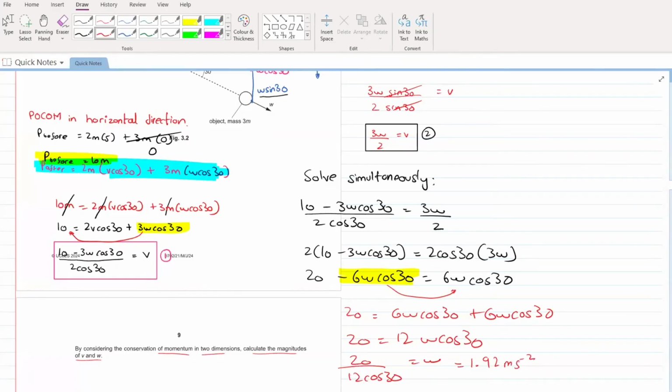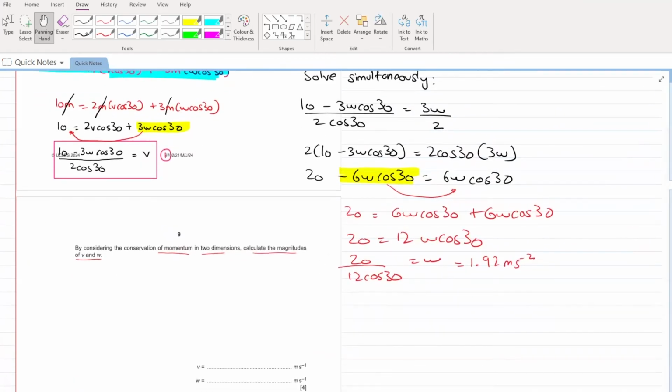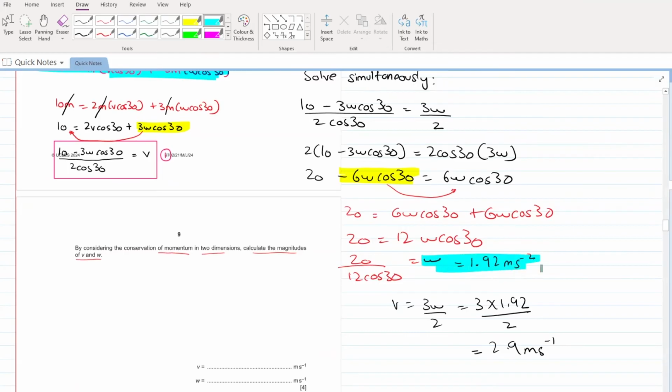Perfect. Can we calculate v? Yes, calculating v is further easy. How can we calculate v? v is equal to 3w over 2. 3 into 1.92 divided by 2. What will your answer come out to be? 2.9 m/s. So these are your final answers: w is equal to 1.92 and v is equal to 2.9 m/s.